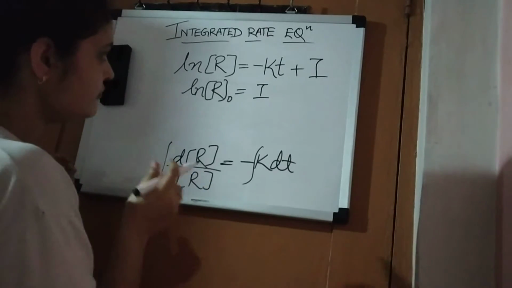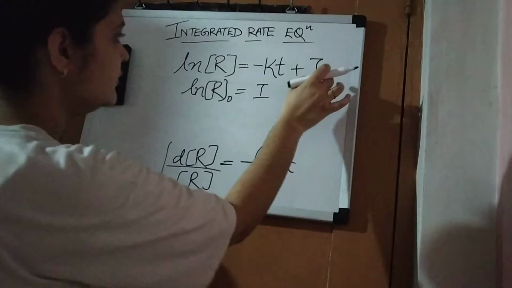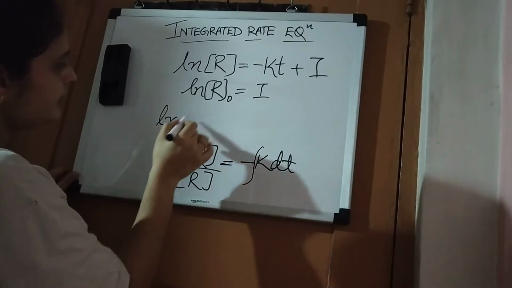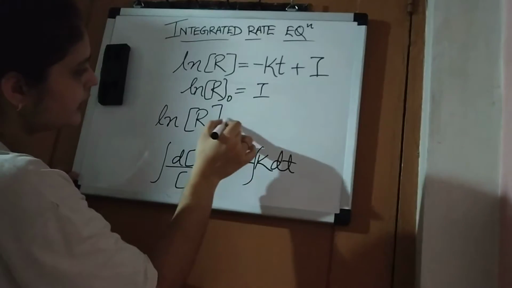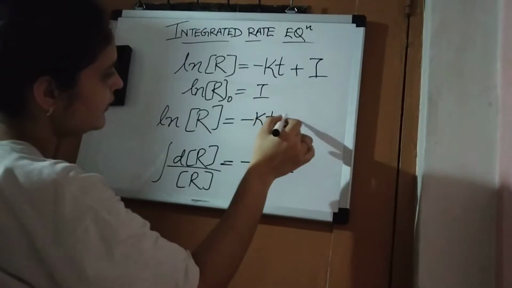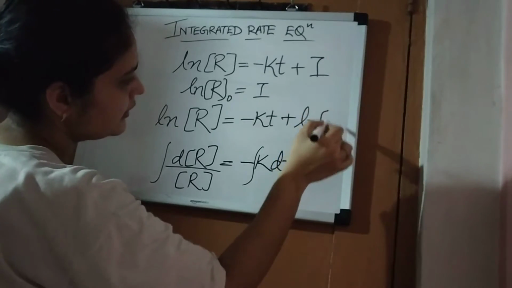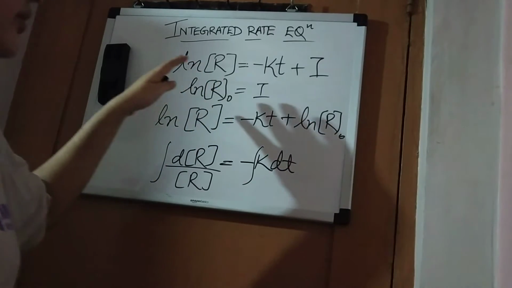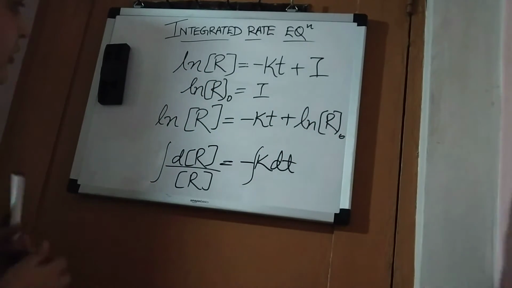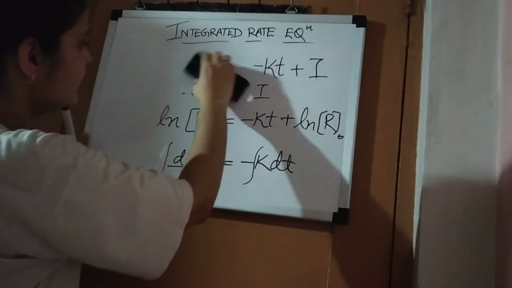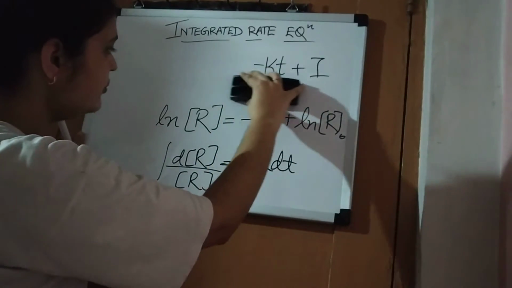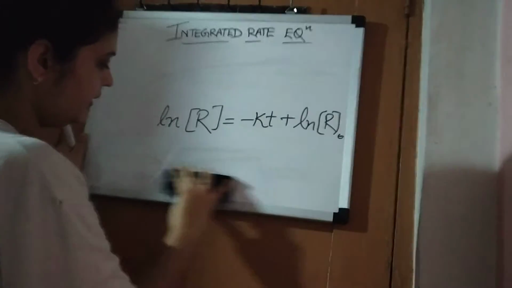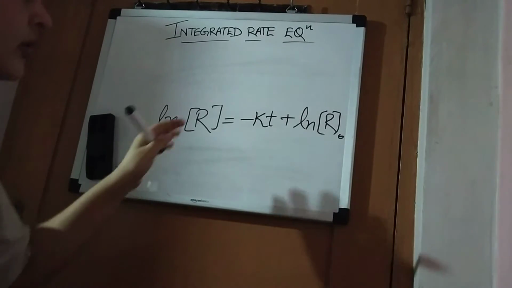So now we will put this in the above equation. What will we get? ln R is equal to minus kt plus ln R naught. So this is the final integrated rate equation. Now I'll erase all the other equations so that you don't get confused. This is our final integrated rate equation for first order reaction, right?